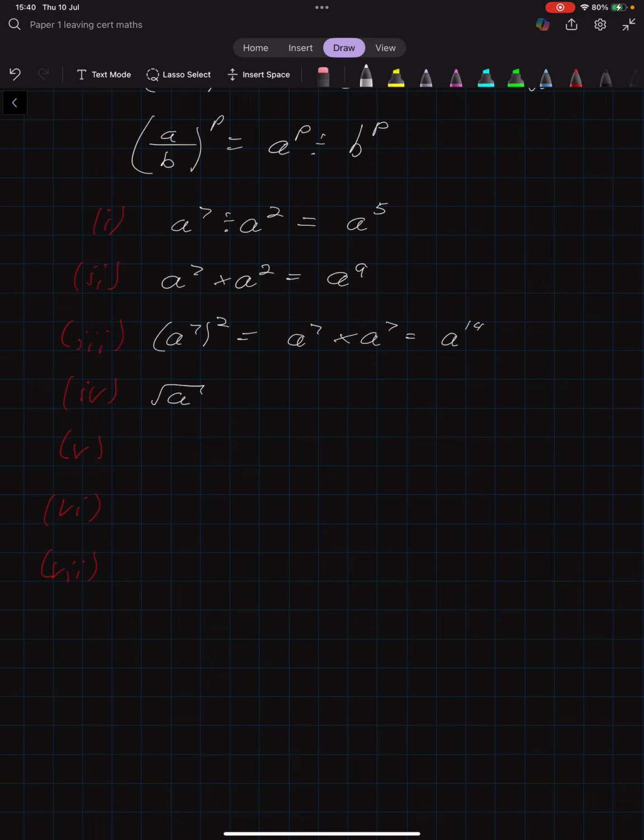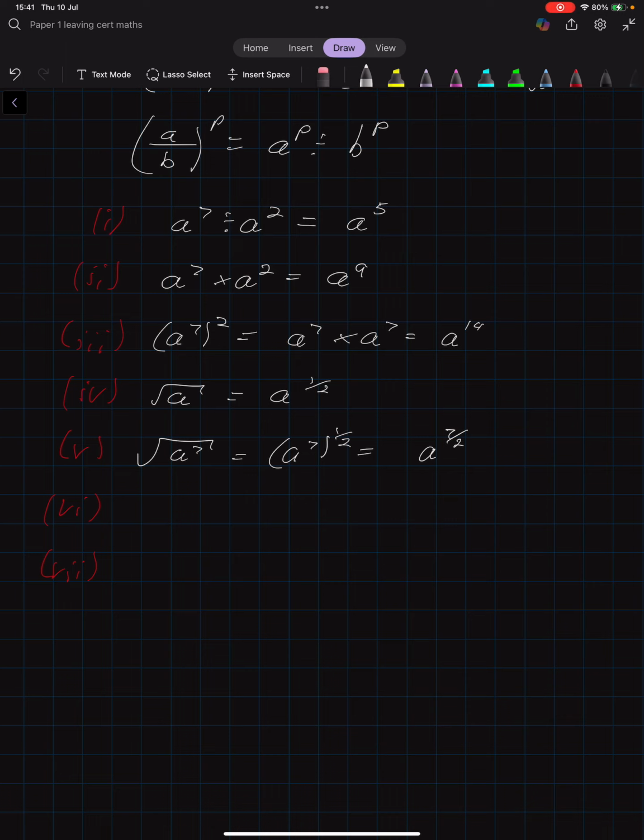The square root of a is equal to a to the power of a half. And the next part is the square root of a to the power of 7. That's just a to the power of 7 all to the power of a half. And again, here you just multiply powers. So it's a to the power of 7 over 2.